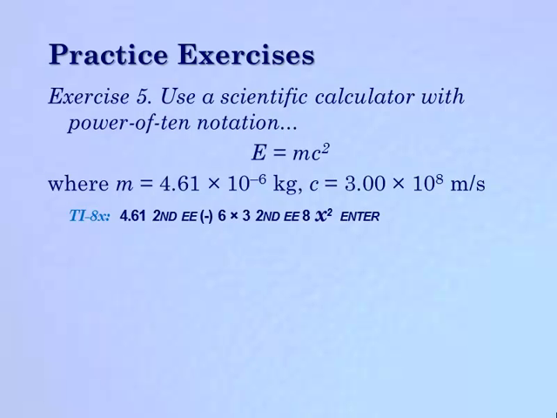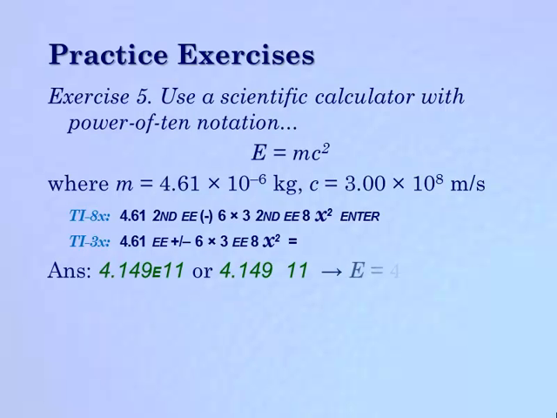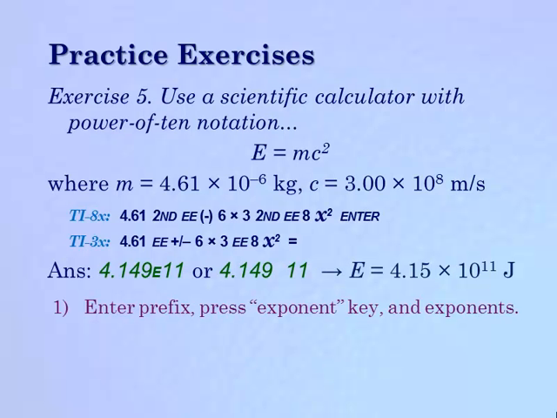And similarly, on a TI-30 series of scientific calculators, and if you have another brand of calculators, you would do a similar operation. And the result will be something like 4.149 e 11, or 4.149 with a space and then an e, telling us that the answer for E is 4.15 rounded times 10 to the 11 joules.